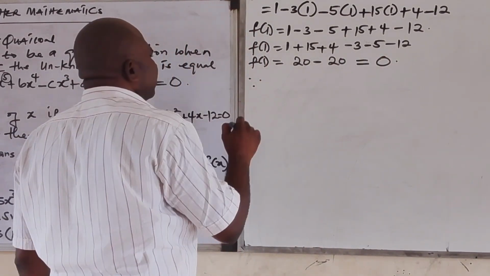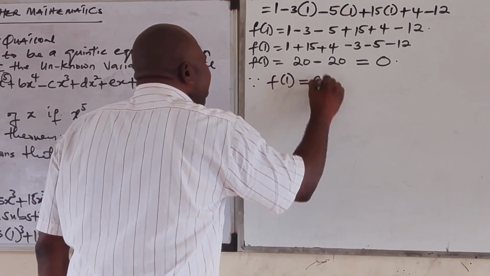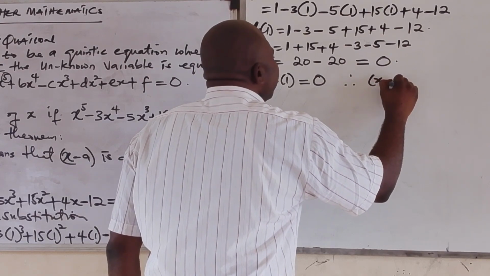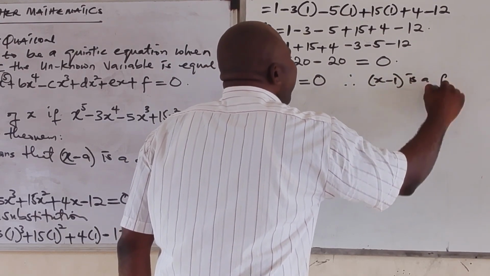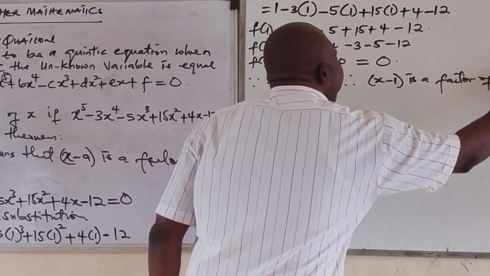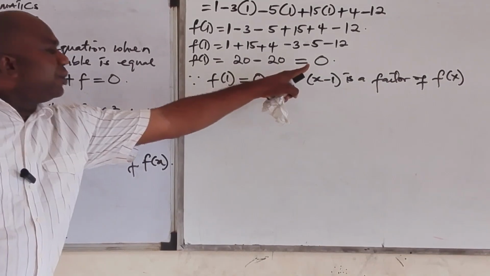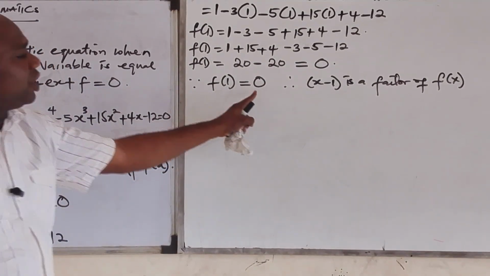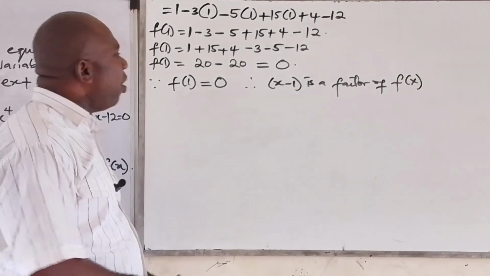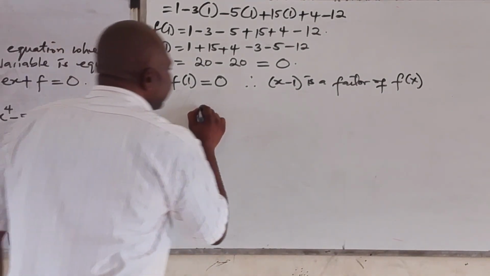So because f(1) is equal to 0, it therefore means that x - 1 is a factor of f(x). f(1) gave us 0, and because f(1) is equal to 0, x - 1 is a factor of f(x). Now the next step is to go by long division.